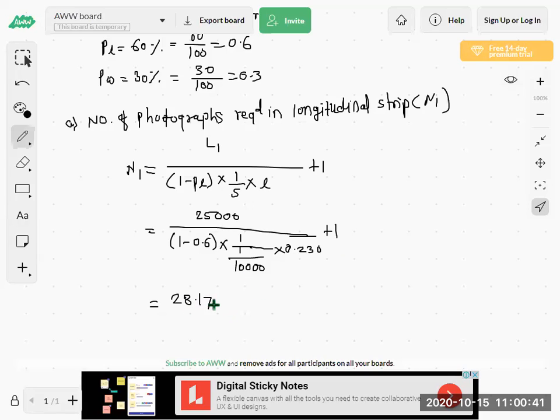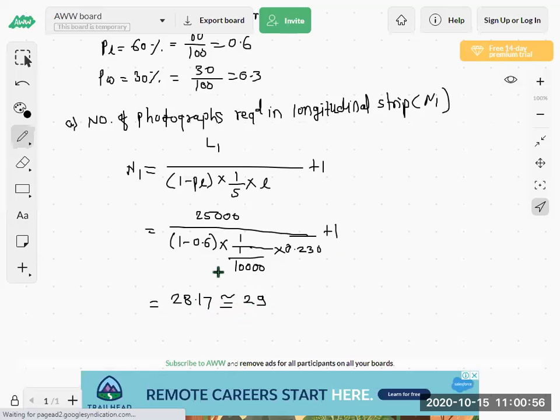But will we take the number of photographs as 28.17 in decimals? So we have to see this is 29. 28.17 means we have to take 29, with the addition of 1. The answer you told me with the addition of 1, Gauri. Yes sir. Okay, so now here 29 photographs are required in one flight line. Until the aircraft covers 20-25 kilometers, it has to take 29 photographs.